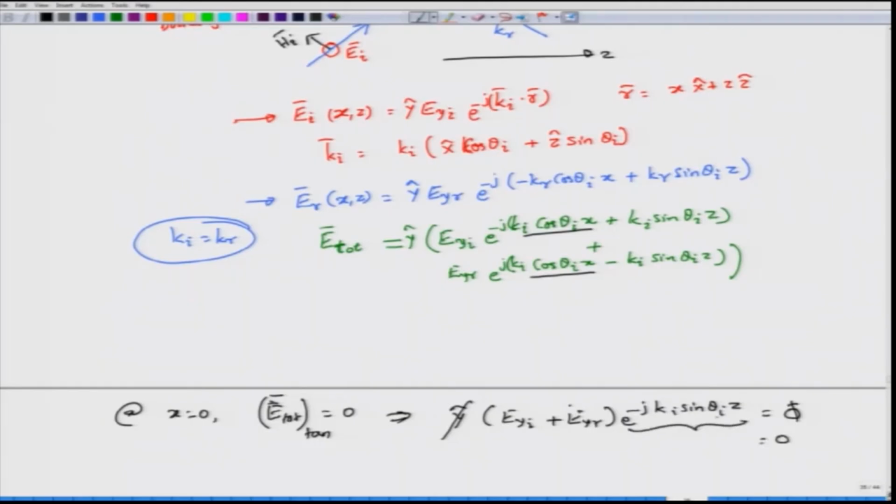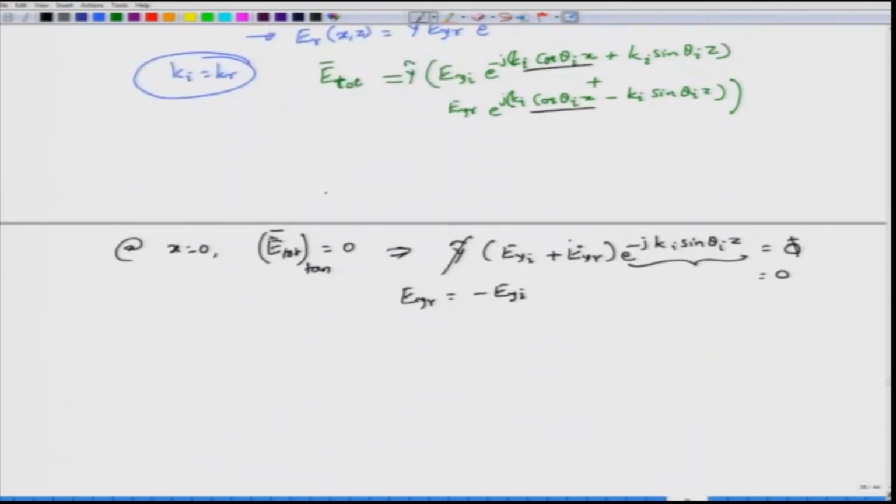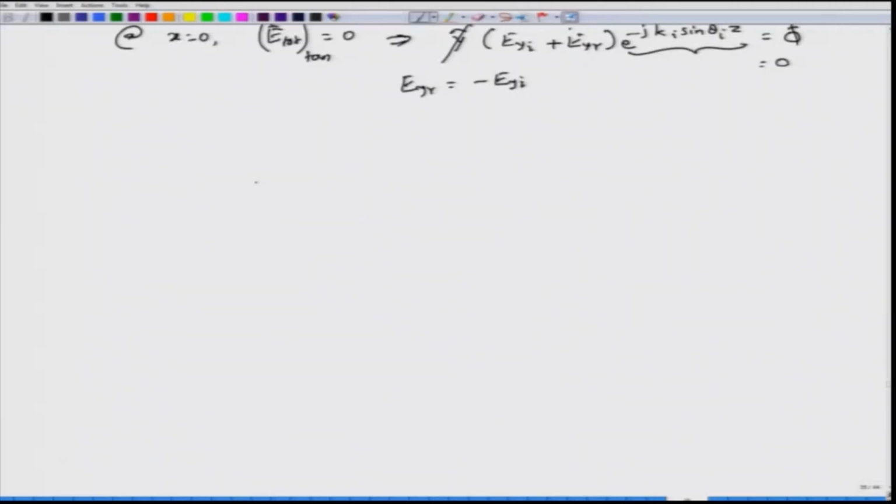Clearly, this exponential term is not going to 0 because this expression has to be valid for whatever value of z that I take. There might be some values of z for which this exponential might be equal to 0, but if you move away from that z, then this exponential will not be equal to 0. So, the only conclusion that you can draw about this expression is that the reflected field amplitude must be equal to the incident field amplitude. Once I know that, now I can simplify the total electric field, which I am going to do here.